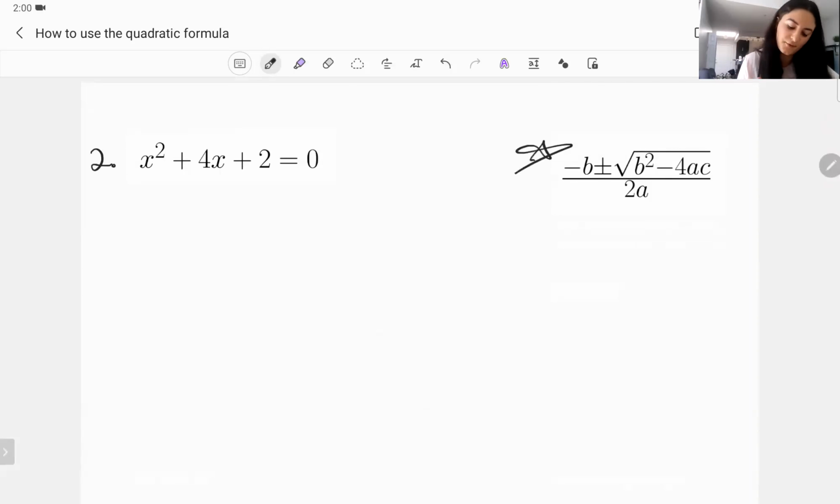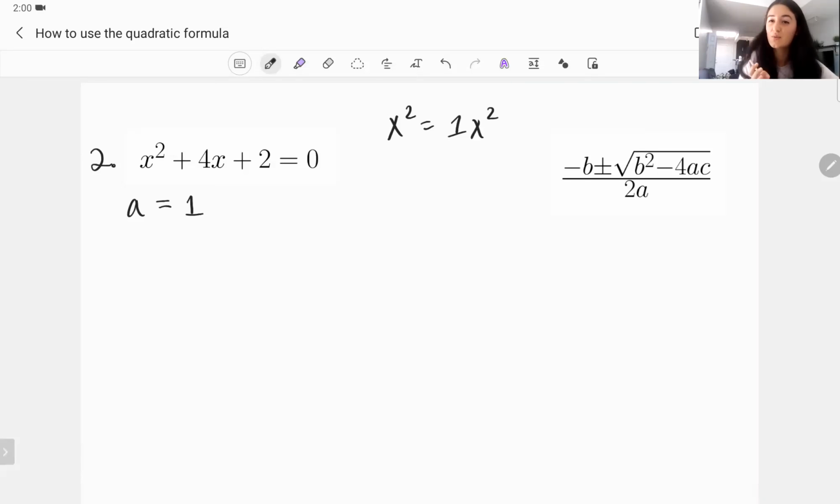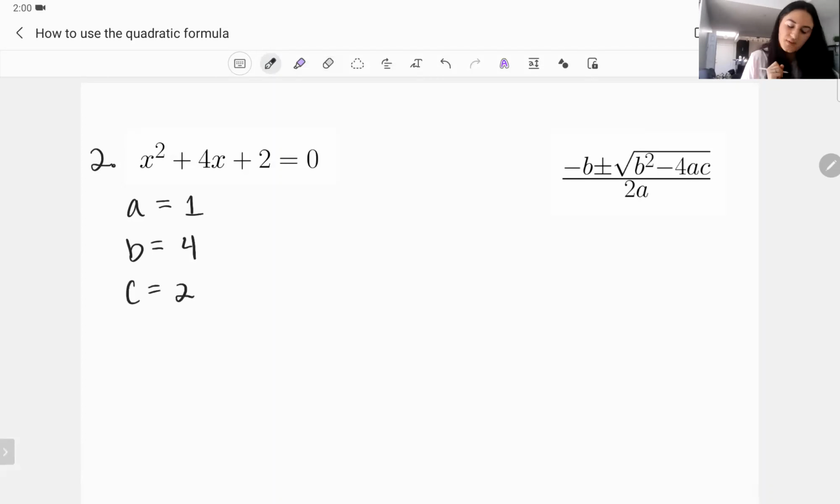And again, here's the formula for reference. So first step, figure out what A, B, and C are. So if I look at this, A here is equal to 1, right? Because x squared is the same thing as 1x squared. If there's no coefficient in front of the x squared, it's implied that there's a 1 in front of the x squared. So A is equal to 1. B is the number in front of the x, so that is 4. And then C is equal to 2.